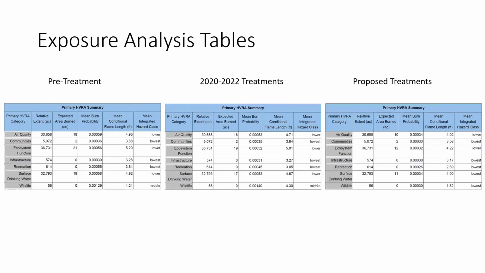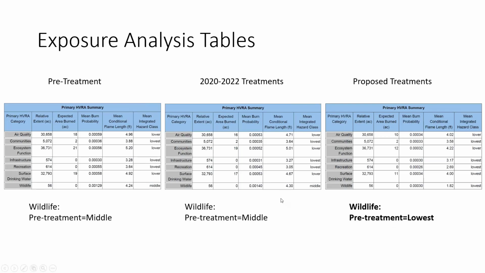This is the actual data that goes with those graphs. So when you compare the outputs here, the slight reductions are easier to detect from the pre-treatment to the 2020 planned treatments and the proposed treatments, although only slight differences in some of the HVRA categories. Focusing on the integrated hazard, I'm going to point this out a little bit easier so you don't get lost in these tables.